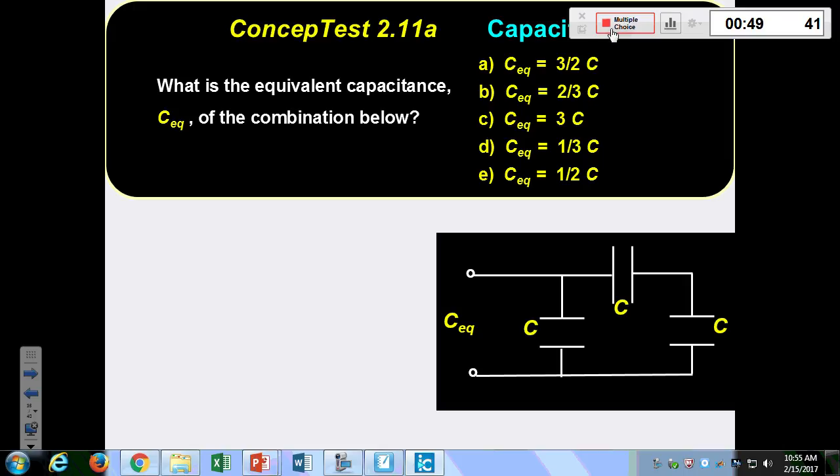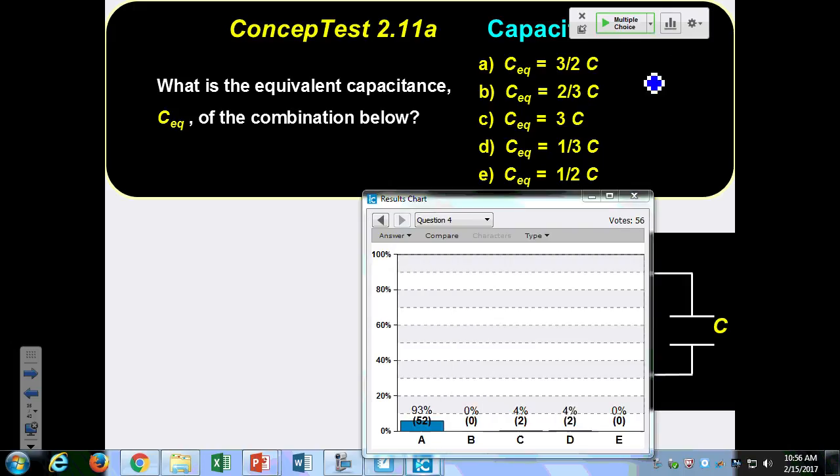Just answer the question. What is the equivalent capacitance? All right, let's stop at 110. Just a few more seconds. That's a good job.